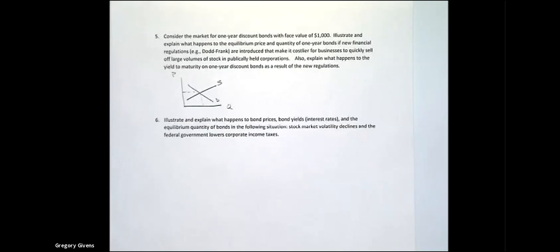Also explain what happens to the yield to maturity on those 1-year bonds. So what happens to the price and therefore the yield to maturity on bonds if financial regulations make it more difficult to quickly sell off stock? What does that sound like to you? What's going on in this problem? So we want to use the simple supply and demand model of the bond market to think about how this particular legislation would affect prices and most importantly, yields to maturity on bonds.